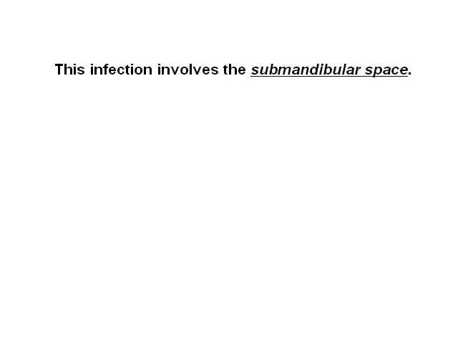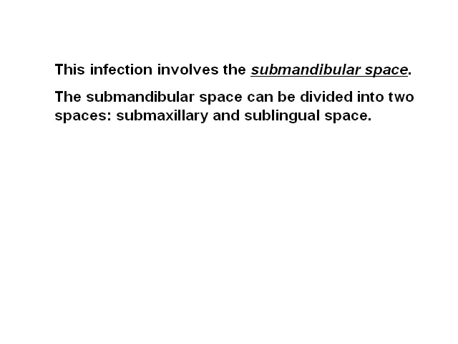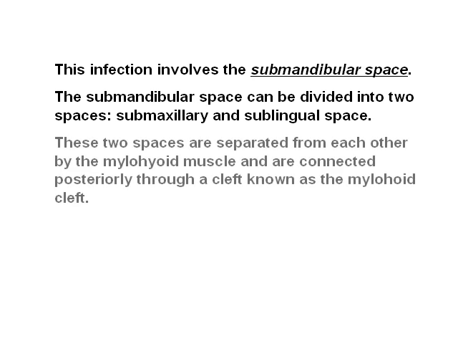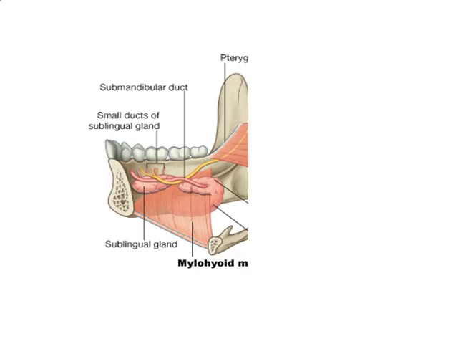Ludwig's angina primarily involves the submandibular space. The submandibular space can be divided into two, namely the submaxillary and the sublingual space. These two spaces are separated from each other by the mylohyoid muscle and are connected posteriorly through a cleft, and this is known as the mylohyoid cleft. This shows the mylohyoid muscle at the posterior border of which is the mylohyoid cleft.